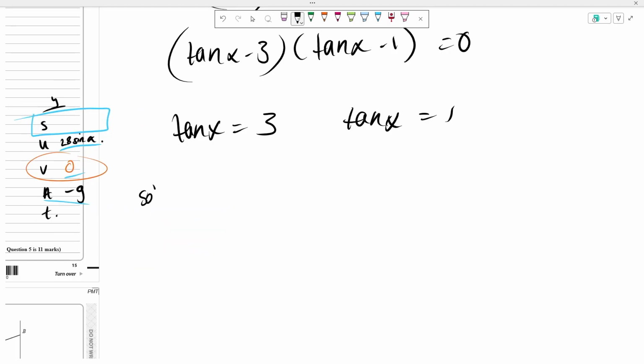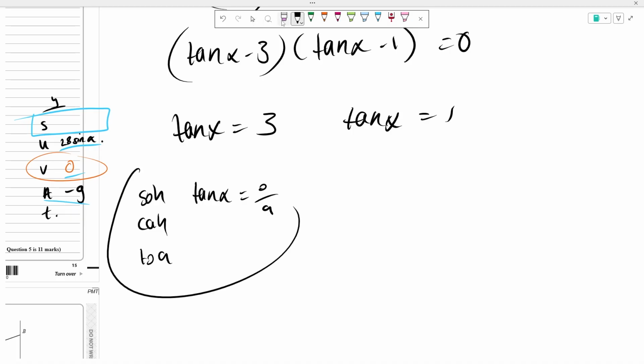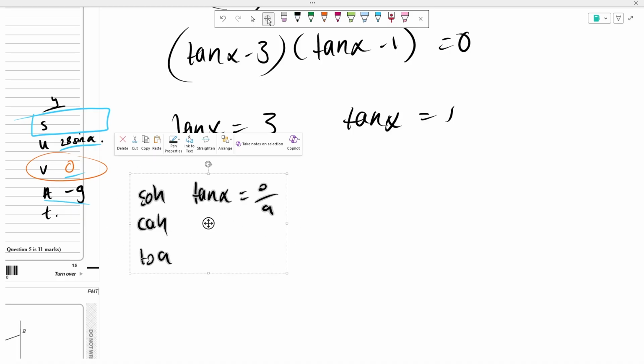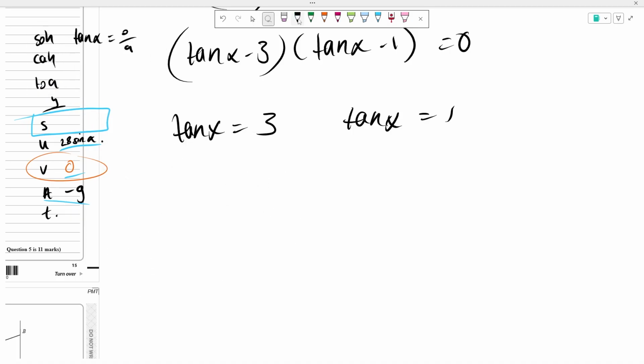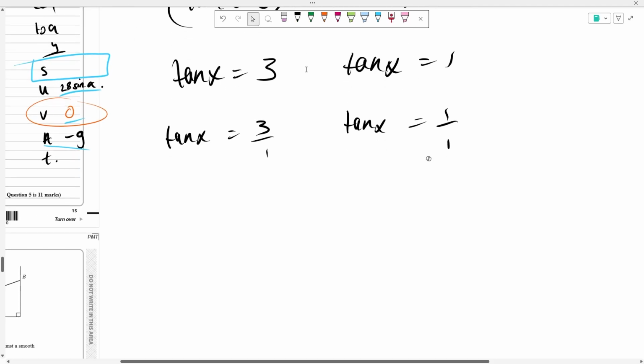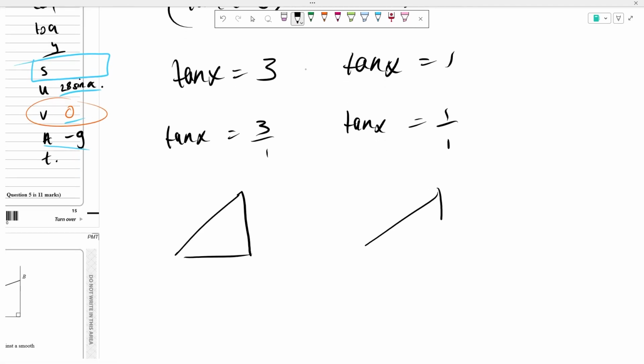Well, we're using SOHCAHTOA. Using SOHCAHTOA, you can find that tan alpha is the same thing as opposite over adjacent. So tan alpha for 3 means this is the same thing as 3 over 1, and this is the same thing as 1 over 1. We can do this and make a right angle triangle for both of them. Right, 90 degrees and 90 degrees. And I'm just going to call this here alpha. Therefore, this is going to be opposite over adjacent, opposite over adjacent.